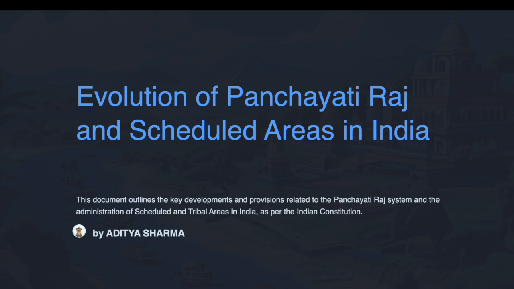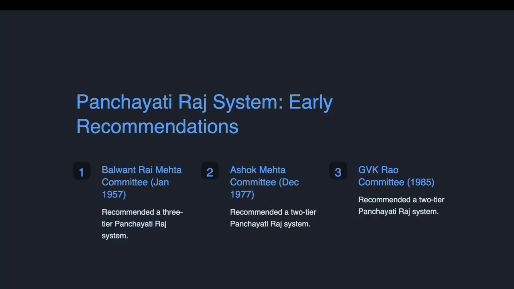Now we will see evolution of Panchayati Raj and scheduled areas in India. So the first committee established for Panchayati Raj was the Balwant Rai Mehta committee in 1957. It recommended a 3-tier Panchayati Raj system. Then Ashok Mehta committee in 1977 recommended a 2-tier Panchayati Raj system, and GVK Rao again a 2-tier Panchayati Raj system. To go in detail, you need to revise Lakshmikant, because there are many provisions which are given in these committees.